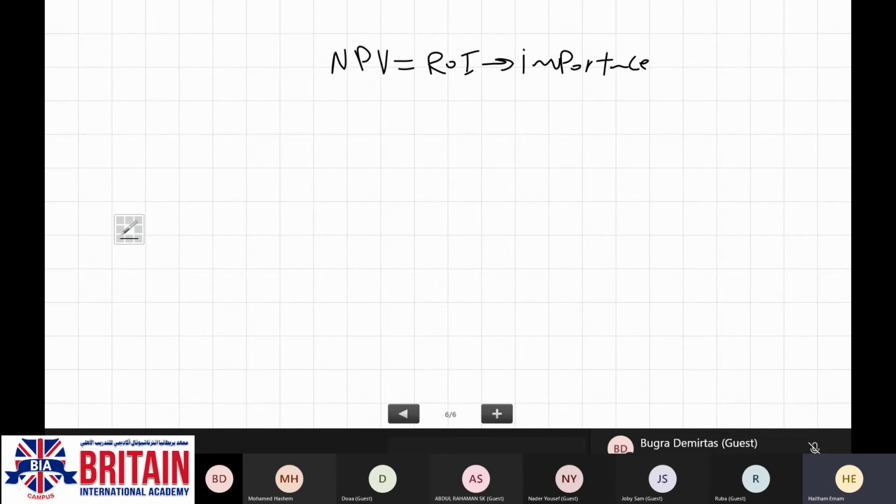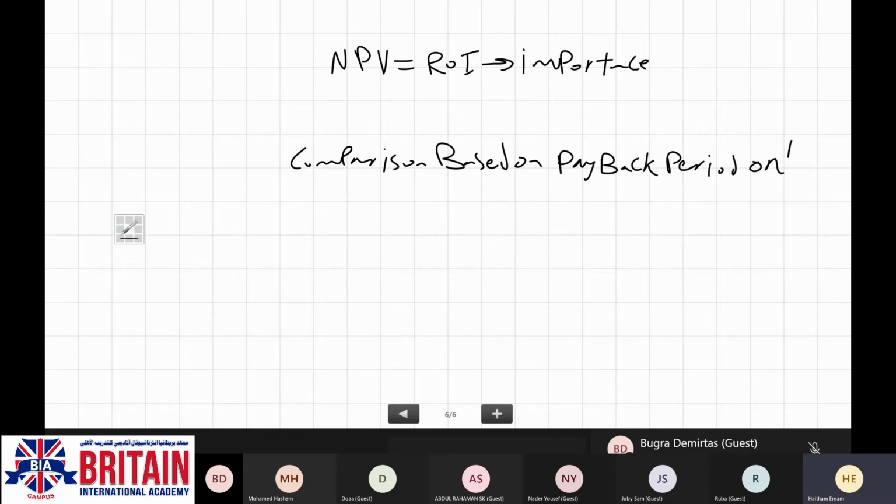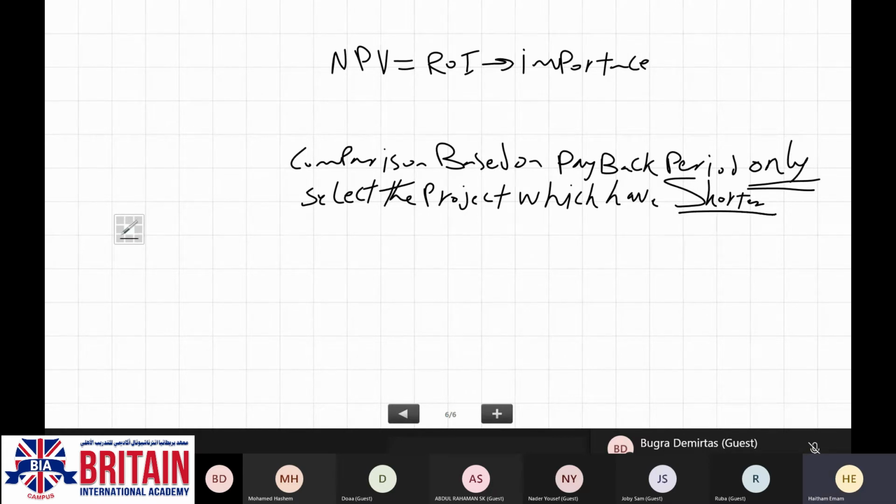If you are going to compare between two projects, comparison based on the payback period only, select the project which has shorter payback period. That is the first.